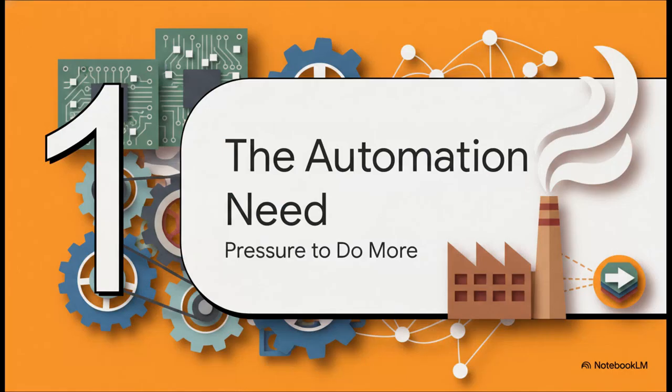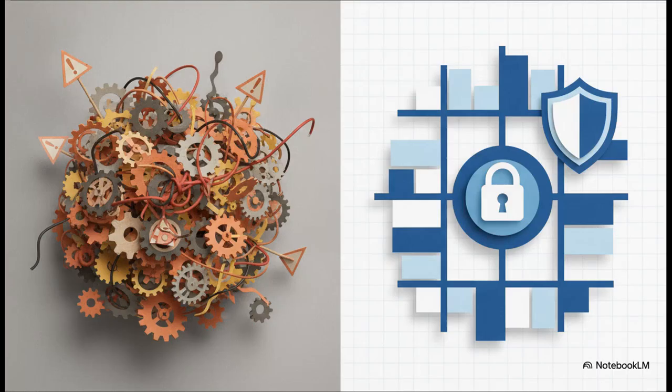The automation need. Pressure to do more. Look, when organizations just rush in blind without a real plan, automation can quickly turn into a tangled mess. We're talking projects that become overly complex, incredibly costly, or just flat out fail to deliver results. Plus, if you're in a regulated industry, you absolutely need highly secure, on-premise, and compliant environments. You can't just throw software at a problem and hope it sticks. You need a highly structured, logical blueprint.